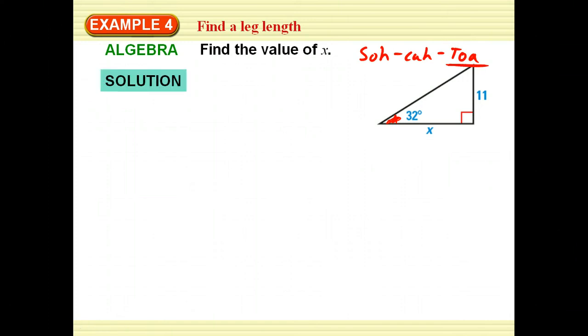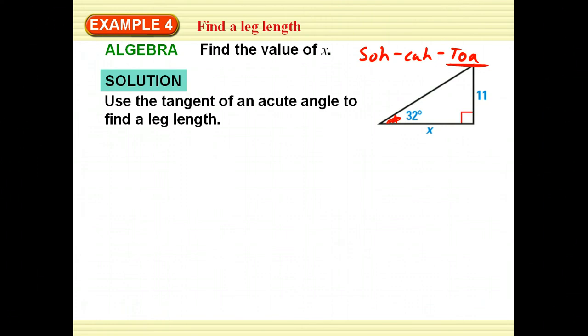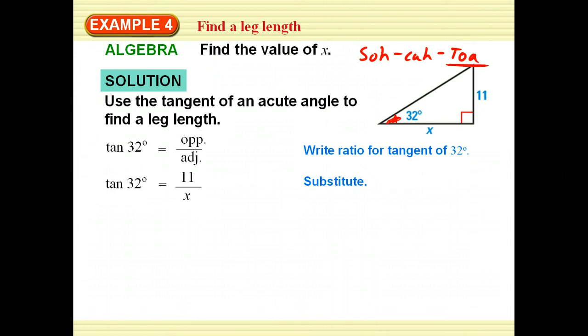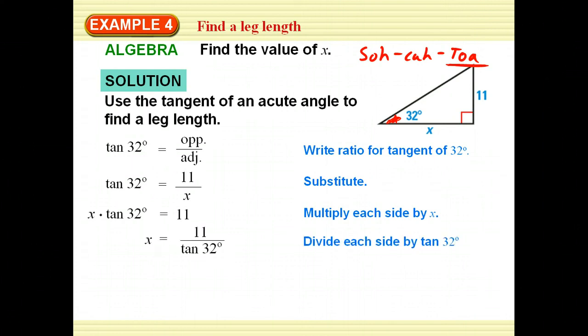So in order to work this, I'm going to use the tangent, and the tangent of 32 degrees will be equal to the opposite over the adjacent. That would be the tangent of 32 degrees is 11 over x. From here out, it is simply doing your algebra. I will multiply both sides by x. That gives me x times the tangent of 32 degrees is 11. I will divide by tangent of 32 degrees in order to get x by itself. And from there, I can simply punch it into the calculator.